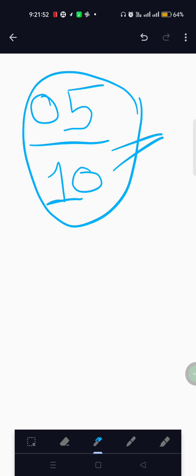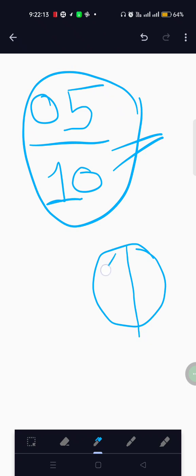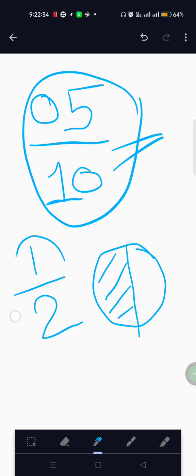I will also take one more example, of a cake. Just suppose that it is a complete cake, and now I am cutting it in half. Then I am shading one part of it. How will that one shaded part be represented? It will be represented by 1 upon 2. It means we have shaded one part out of 2. So this form is also a fraction form.